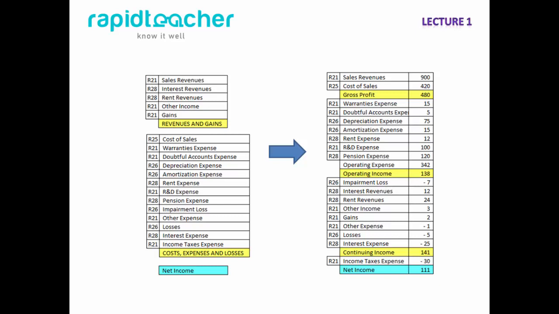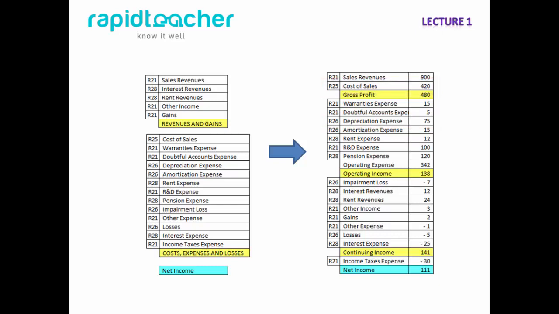Presented this way, we will see cost of sales directly matched with sales revenues to produce gross profit, or excluding other income and gains to produce operating income. Expenses may be presented by nature, such as depreciation, or by function, such as cost of sales.